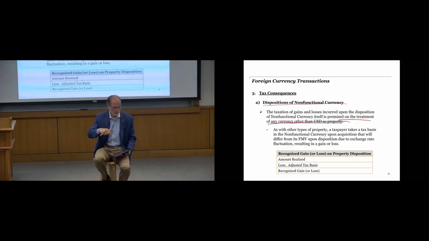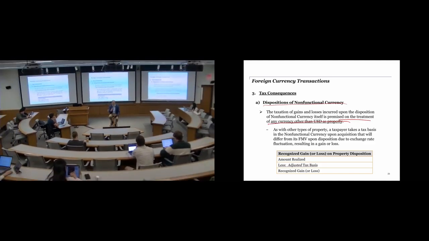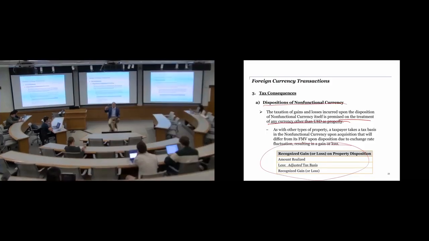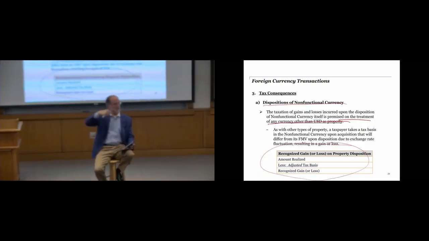Okay? So as with other types of property, any other property that you have, a taxpayer takes a tax basis in the non-functional currency the day they acquire it. That will differ from its fair market value upon disposition due to exchange rate fluctuation, resulting in gains or losses. This is from our earlier tax classes when we dealt with property distributions. This is that same formula. What is my amount realized, i.e. what is the value of the non-functional currency when I dispose of it? What do I get in exchange, fair market value?